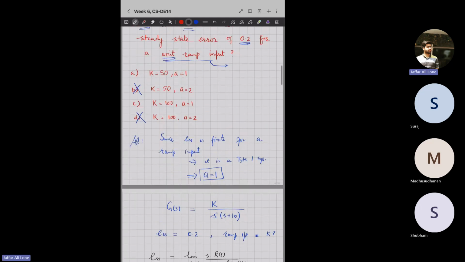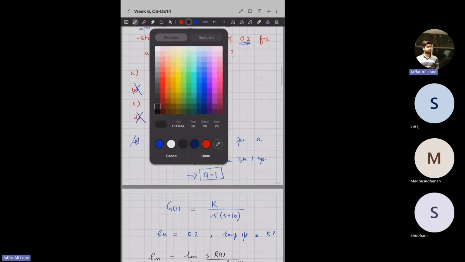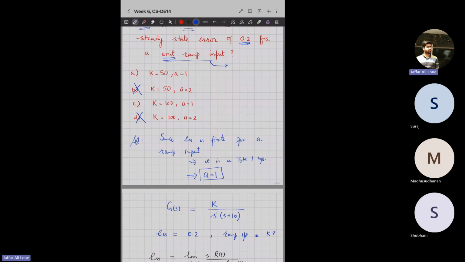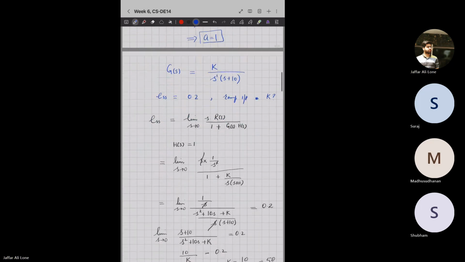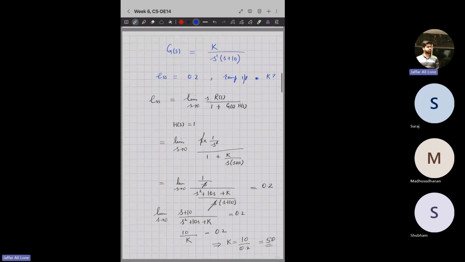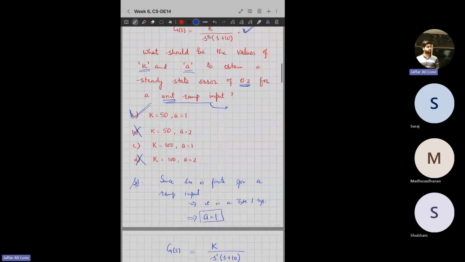And option number A is correct. Does anybody have any doubt in this question? I'll just revise what I did.